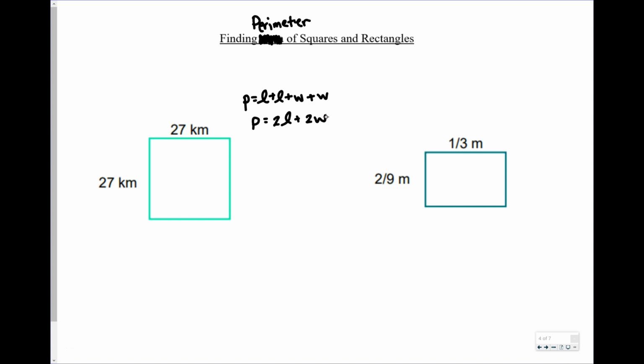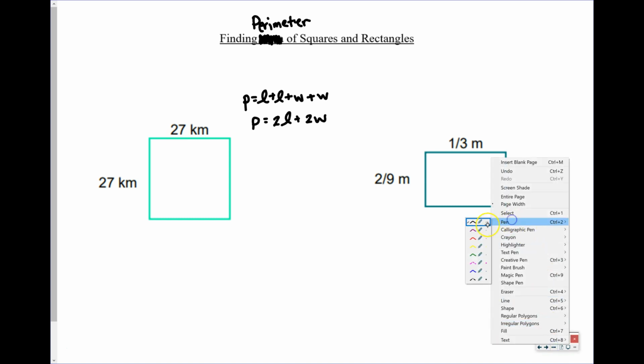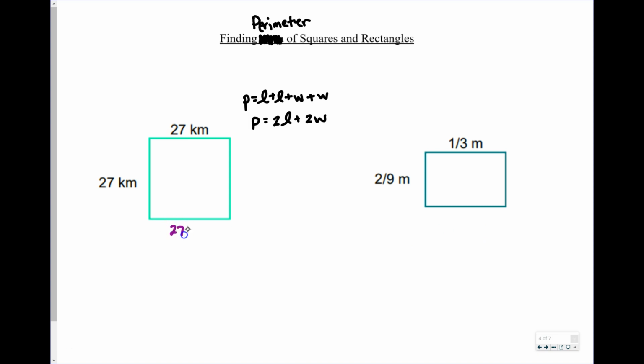Now, you don't need to use this formula. I'm just giving you a way if some of you like the formulas. If you want to just take these 27s, label 27 on all four sides, because it's a square, right? So because it's a square, all four sides are the same. And you want to write this out, 27 plus 27 plus 27 plus 27. If you want to do that, cool.